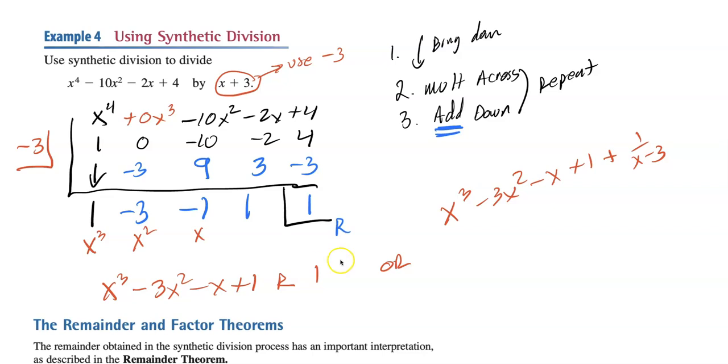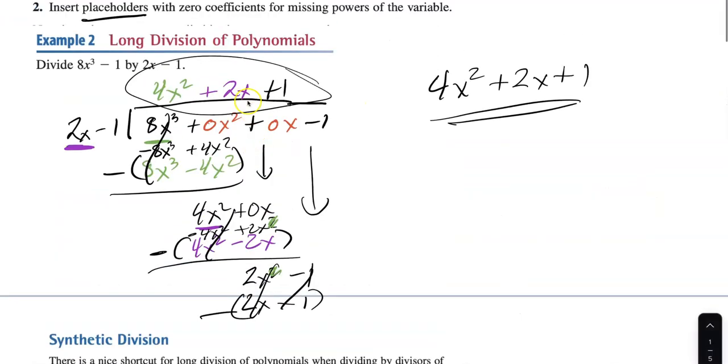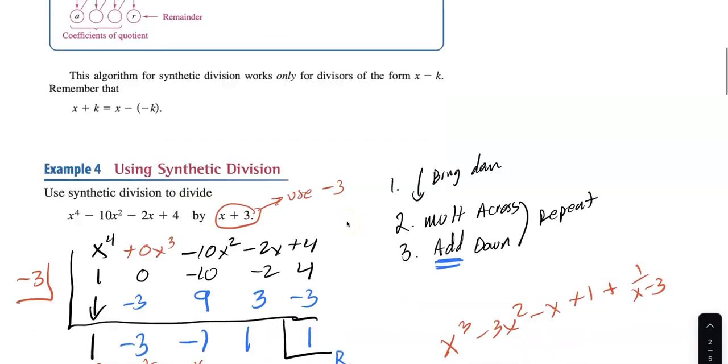So that's synthetic division. We're going to do a lot of this because it's a lot shorter. Right? So it looks a little more complicated, but it's a lot shorter than doing all this. Maybe it's less complicated, who knows.